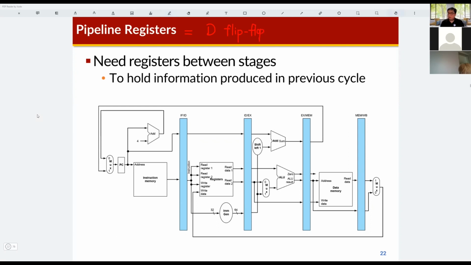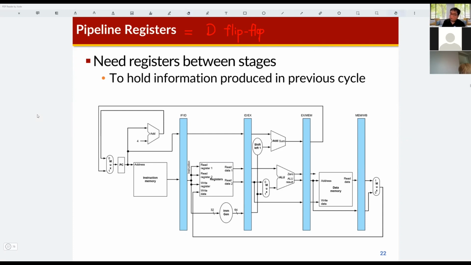So when we mention the general purpose register, that means just the register defined by the instruction set architecture. This pipeline register is totally different from the general purpose registers defined by the instruction set architecture. It's just a D flip-flop. So what is the D flip-flop?